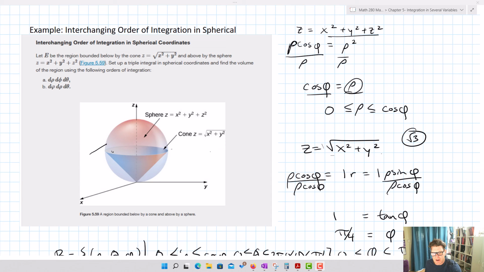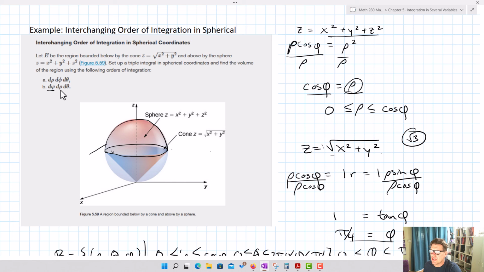Now let's consider how we're going to do d phi, d rho, d theta. This is a little bit trickier because it turns out that we have two figures when we consider phi first. We're going to have this cone, which we already know is phi equals pi over 4. We figured that out earlier. And then we also have this sphere here, so we have the top part of that sphere.